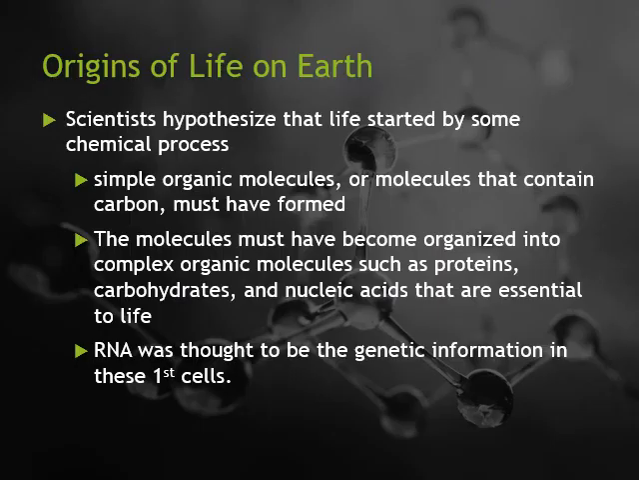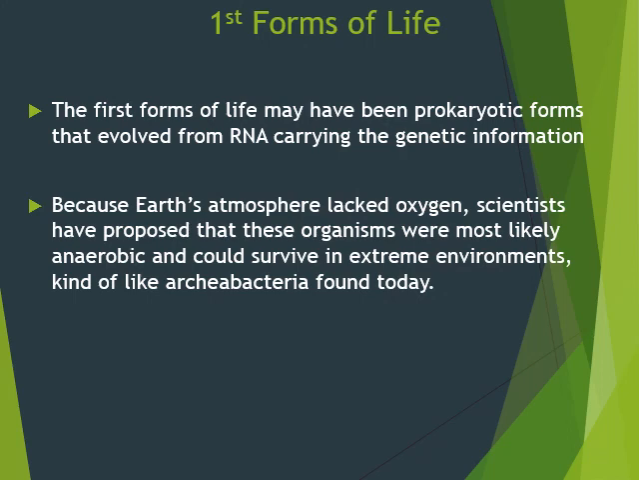Okay, then we have the origins of life on Earth. Scientists hypothesize that life started by some kind of chemical process where simple organic molecules must have formed. Those molecules somehow became organized into more complex molecules, beginning proteins and carbohydrates and nucleic acids, and fatty acids, lipids. And RNA was thought to be the first genetic information in these cells. So the first forms of life may have been prokaryotic forms that evolved from RNA carrying the genetic information.